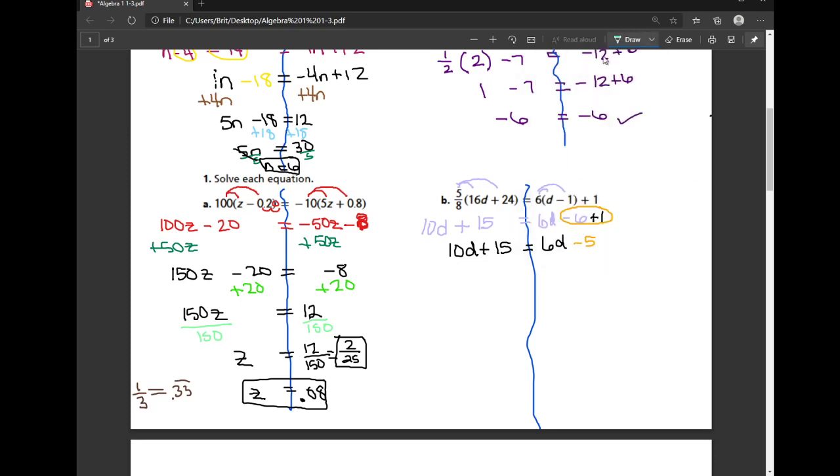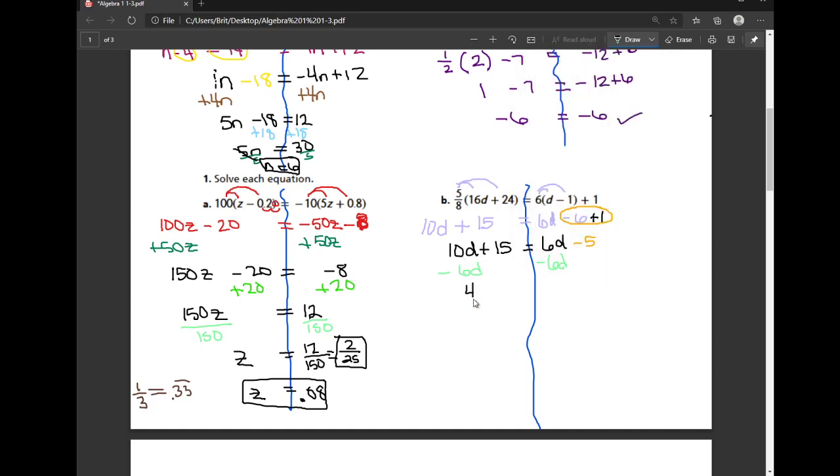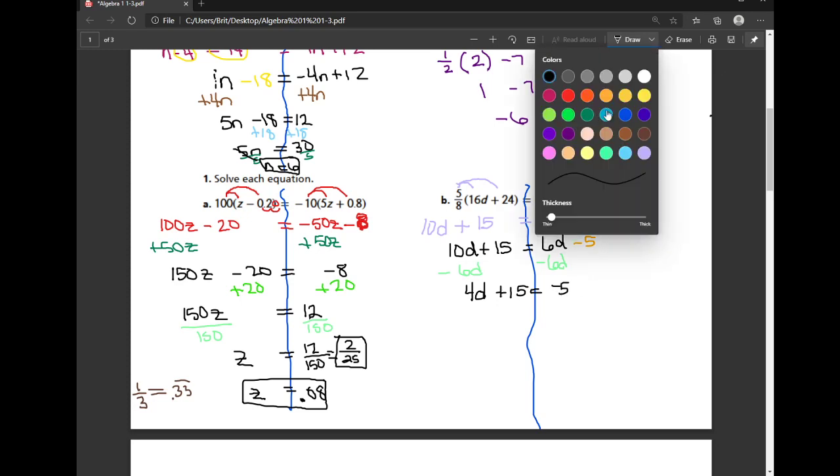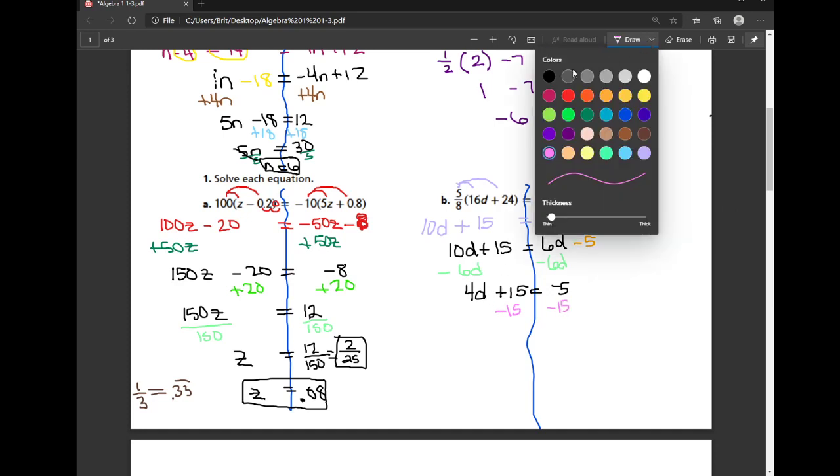So first, I'm looking at the d values. It's probably better to subtract the 6d over, because that keeps us with a positive d value. So 10d minus 6d is 4d plus 15 is equal to, and then I still have a -5. And then we want to get rid of the addition and subtraction that's on the other side. So I'm going to subtract the 15 over, trying to get this d by itself. It's called isolating the variable.